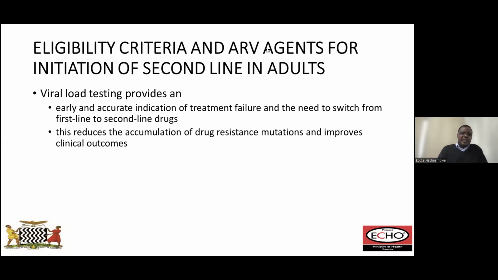So viral load testing, as we mentioned, is the main way in which you diagnose treatment failure. So early and accurate indications for treatment failure and the need to switch to second line is very important. It reduces the accumulation of drug-resistant mutations, and it also improves clinical outcome. Next slide.